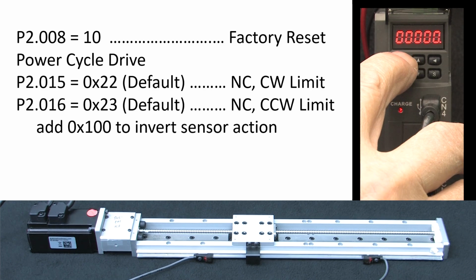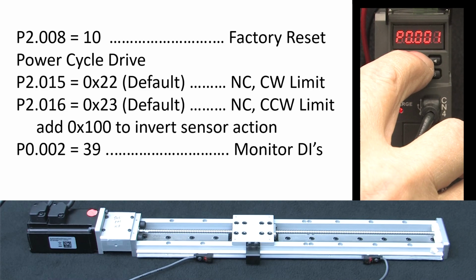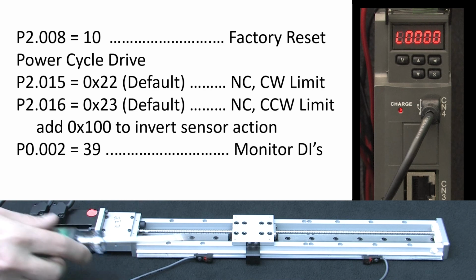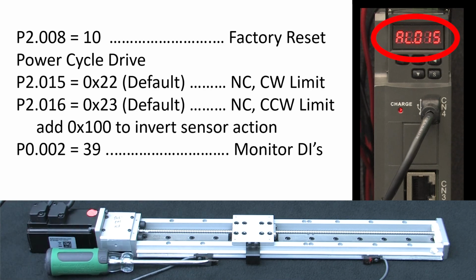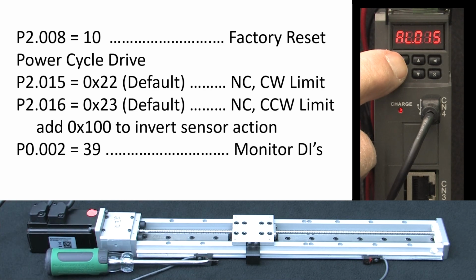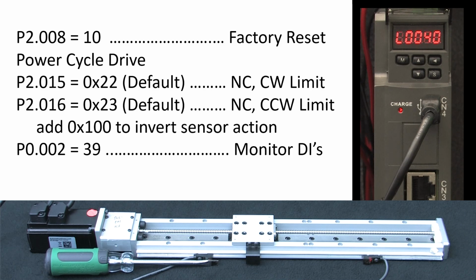Let's make sure we wired everything correctly by going to parameter 0.02 and setting it to a 39. If I put a piece of metal in front of this sensor, I get the forward limit alarm, and if I press the M key, I can see that digital input 7 is set, which by default is the positive limit. And I can also test the servo on switch while I'm here.